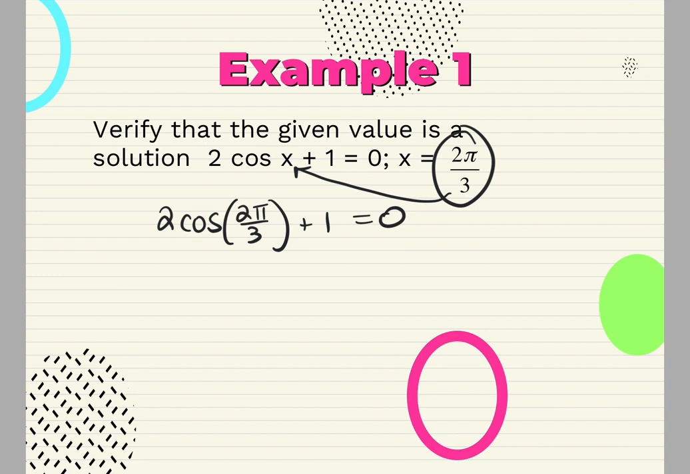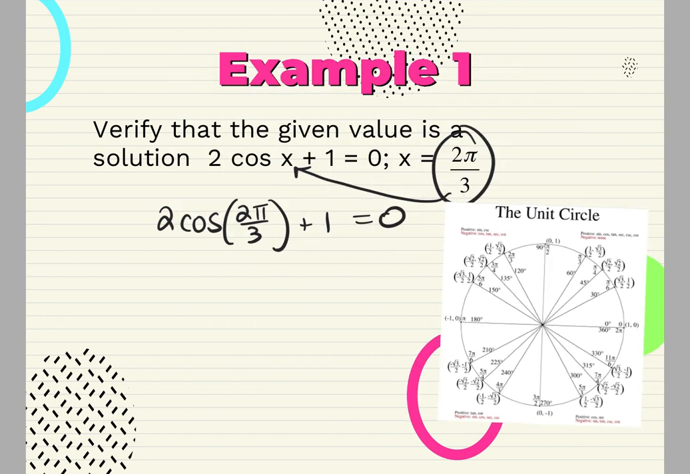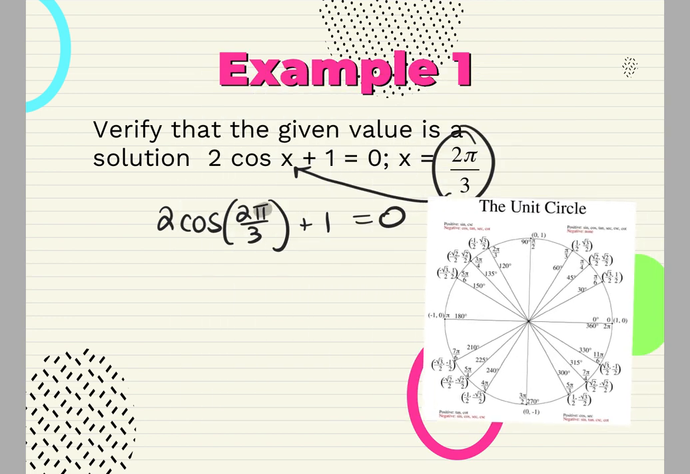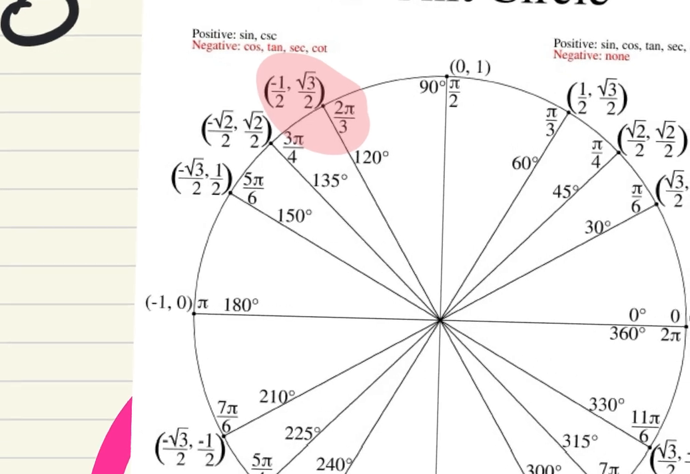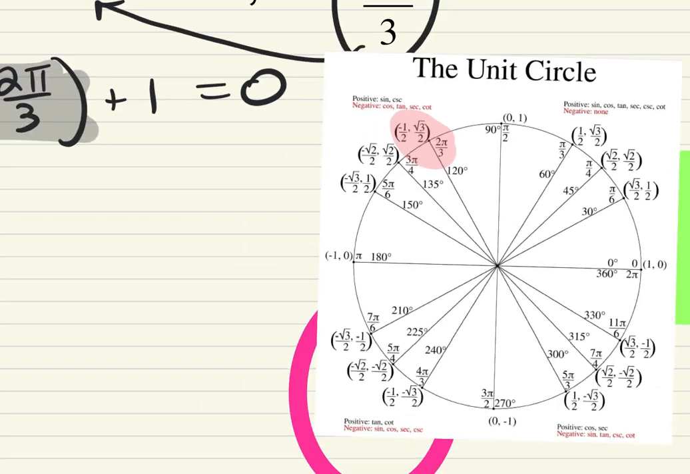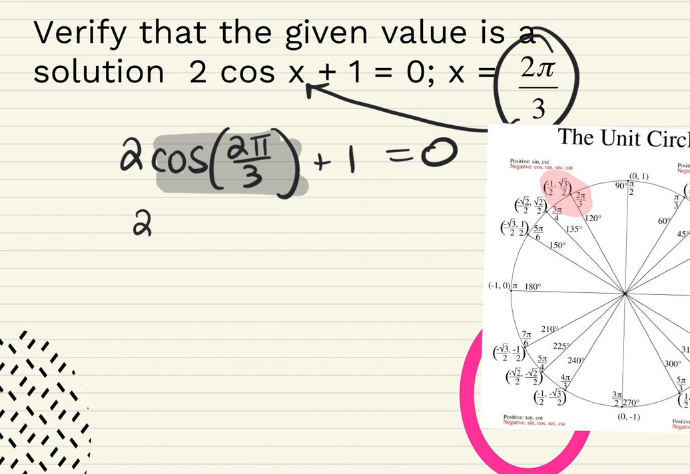Now, by now, hopefully we have our unit circle memorized. I'm going to bring it in so that we get the visual on it. Because my next step would then be look at my unit circle and find cosine of 2 pi over 3. 2 pi over 3 is here. What would be the cosine at 2 pi over 3? Negative 1 half. So I get 2 times negative 1 half plus 1 equals 0. And 2 times negative 1 half is negative 1, and negative 1 plus 1 is 0.